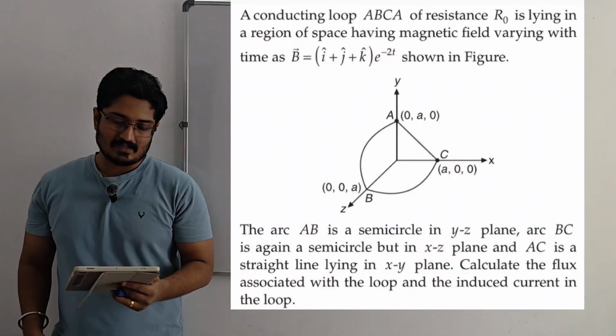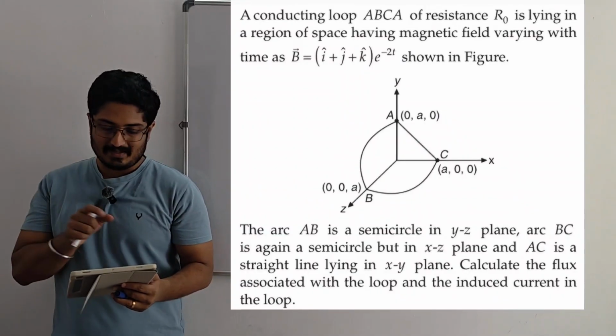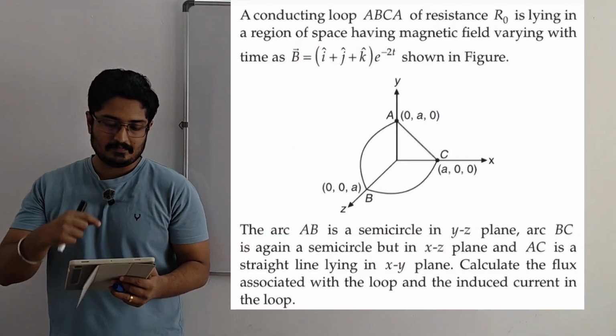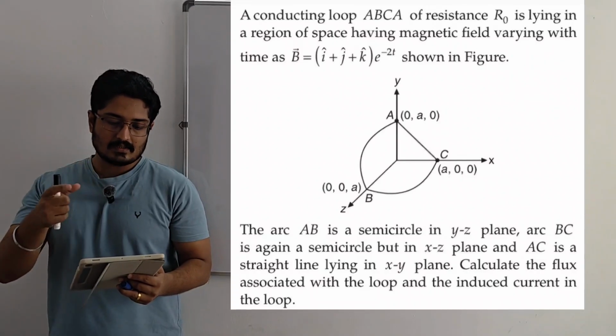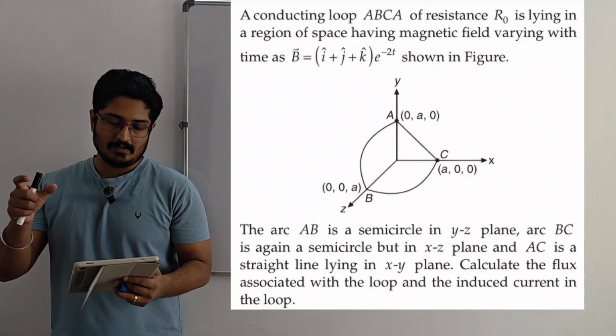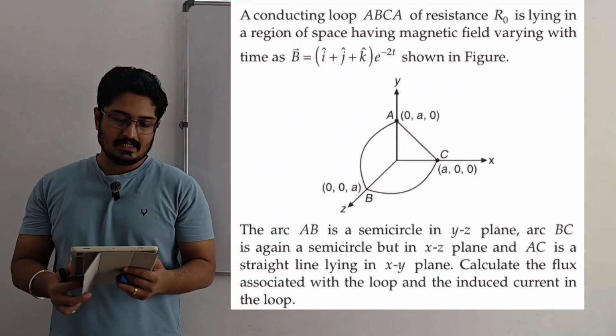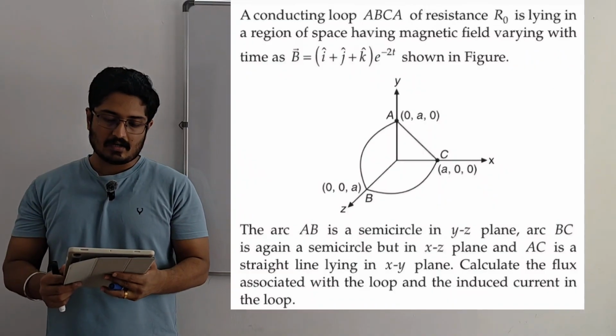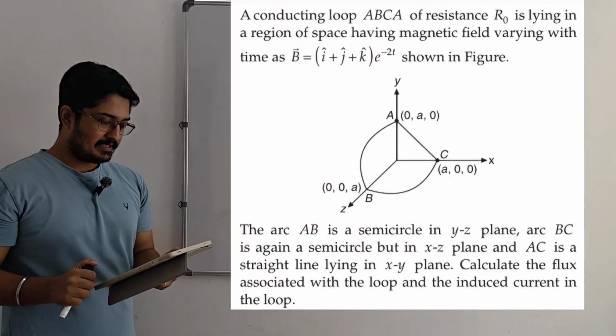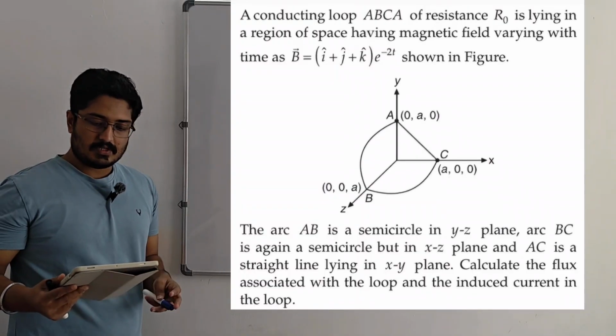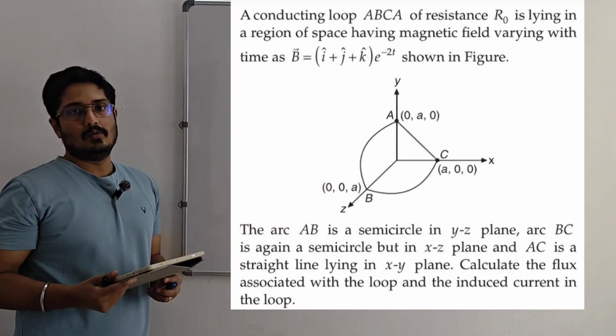The arc AB is a semicircle. See, this part of the question is actually wrong. It's not a semicircle, it's a quarter circle. You can see in the diagram, right? So the arc AB is a quarter circle in the YZ plane, and BC is also the same. It's again a quarter circle, but in the XZ plane. And AC is a straight line lying in the XY plane. Calculate the flux associated with the loop and the induced current in the loop.